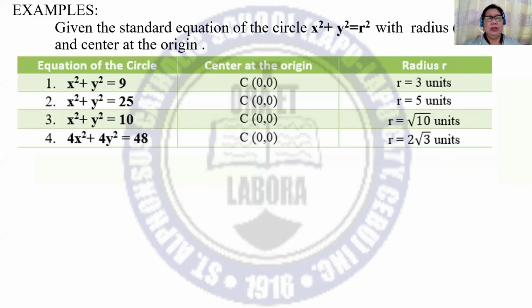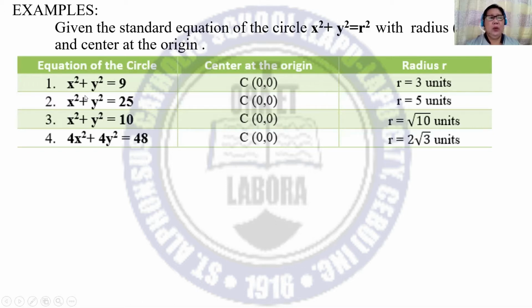Let us have examples on how to identify the center and the radius given the equation of the circle. For number 1, the given is x squared plus y squared is equal to 9. So the center is at the origin with coordinates 0, 0. And the radius is equivalent to 3 units. All you have to do is to take the square root of 9, because this portion is equivalent to r squared. So r squared, the square root of 9, is 3.